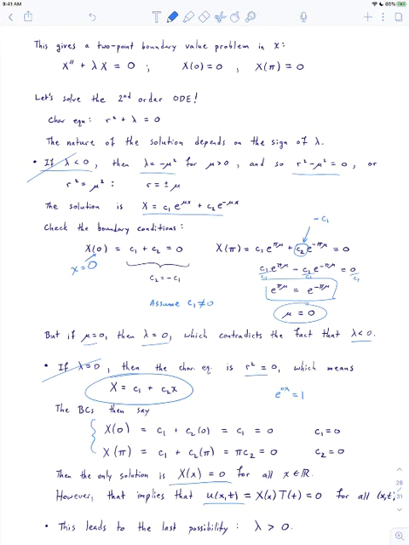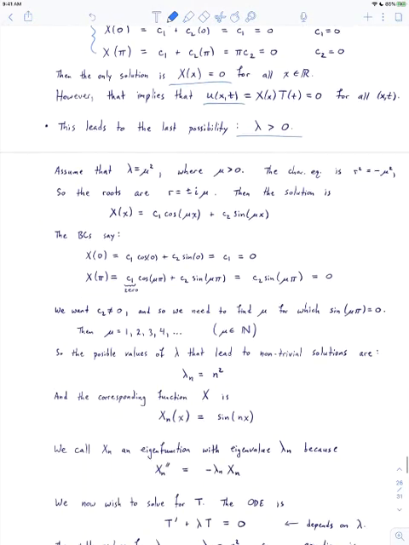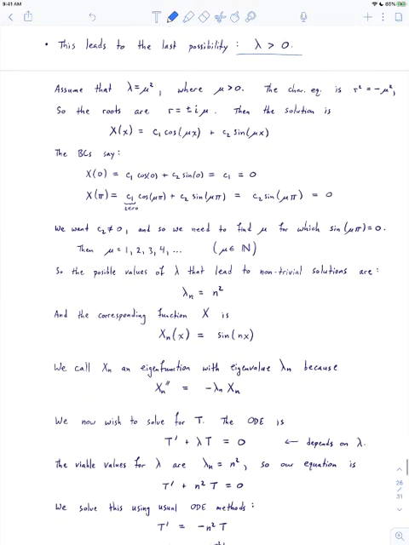So the only possibility is that lambda is greater than 0. Let's try that out and see if we get something which is not impossible. It might be that there's just no solution to this problem, but let's find out. So let's follow our lead from the first case. Assume that lambda is equal to mu squared, where mu is some positive number. And again, we're just writing it as mu squared because that helps with the arithmetic.